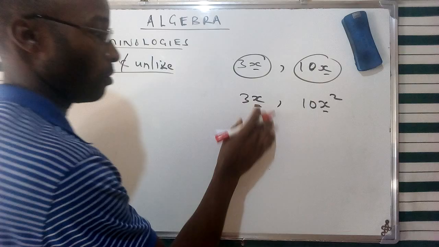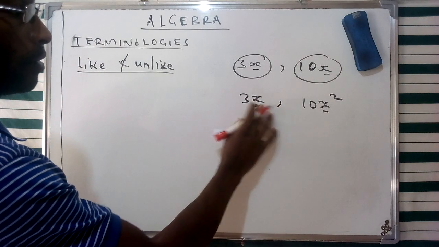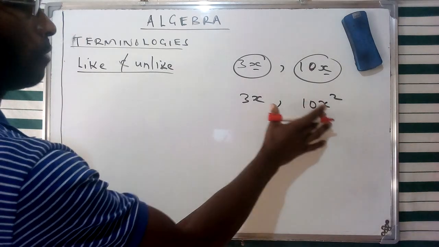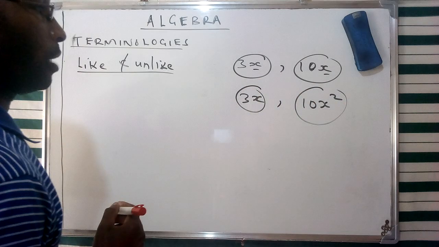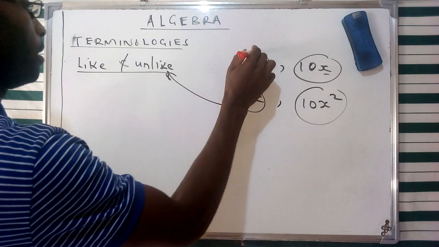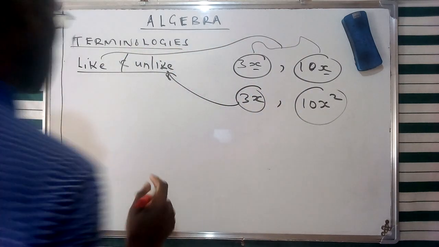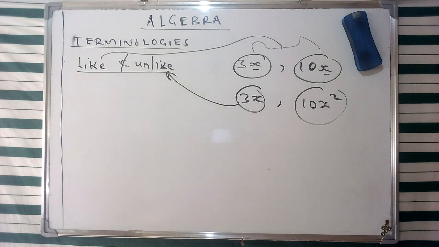Now, we can see this is just a literal symbol that has been given, and this is the power of a literal symbol. So due to that variation in the power, this is not going to be a term similar to that one, and therefore this is going to constitute an unlike term, while these two are going to constitute what we call the like terms respectively. So in this particular case, we can differentiate between the like and unlike terms whenever you come across algebraic expressions.